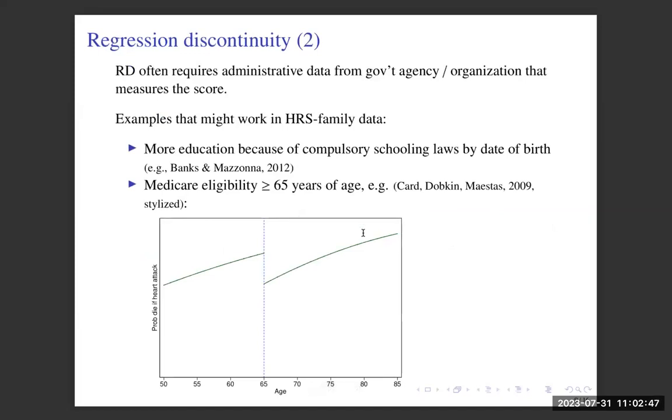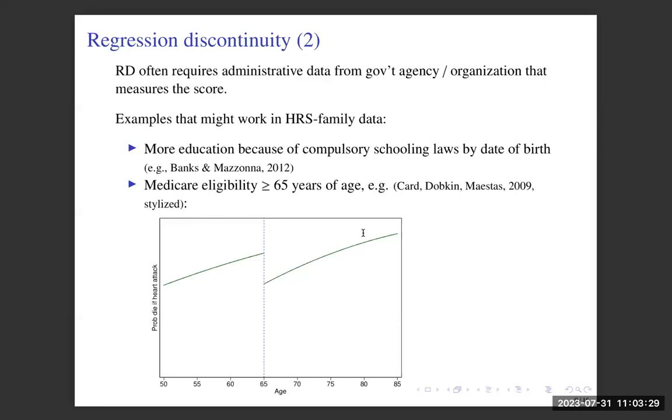The downside is that regression discontinuity often requires administrative data. You need to get the exact score that the government or other institution uses. For example, for how to compute income for Medicaid eligibility, there are all kinds of rules: this counts, this doesn't count. In a survey, they might give you a rounded number, or it might be for not exactly the same period, and that messes up the allocation of whether you're exactly above or below that threshold.